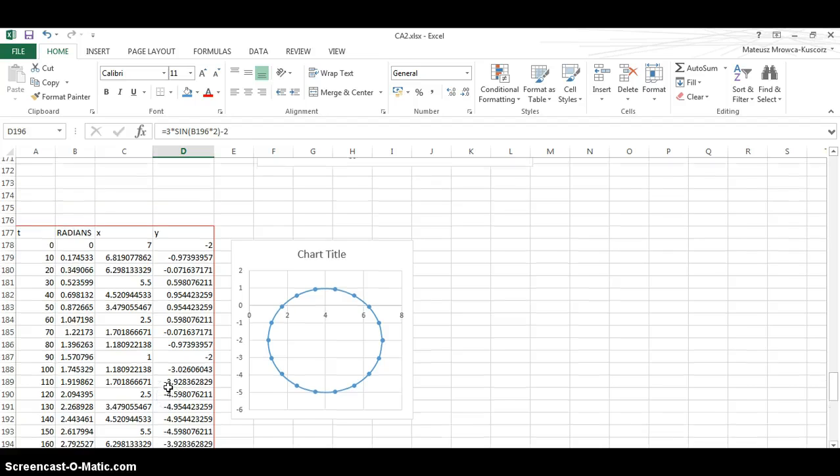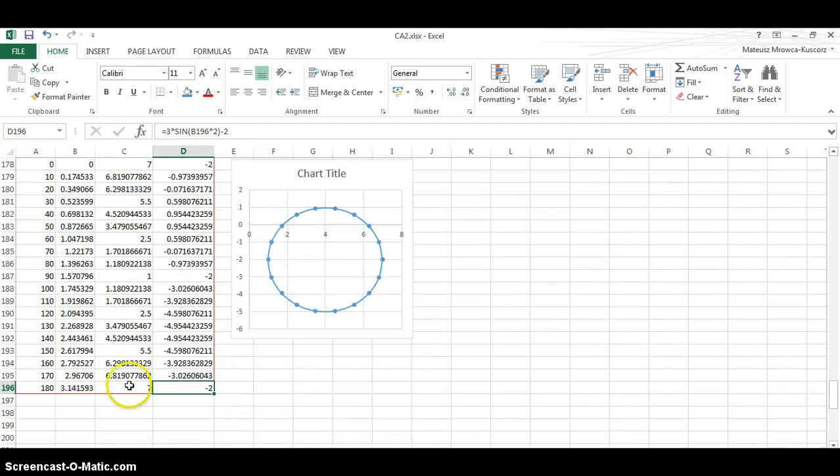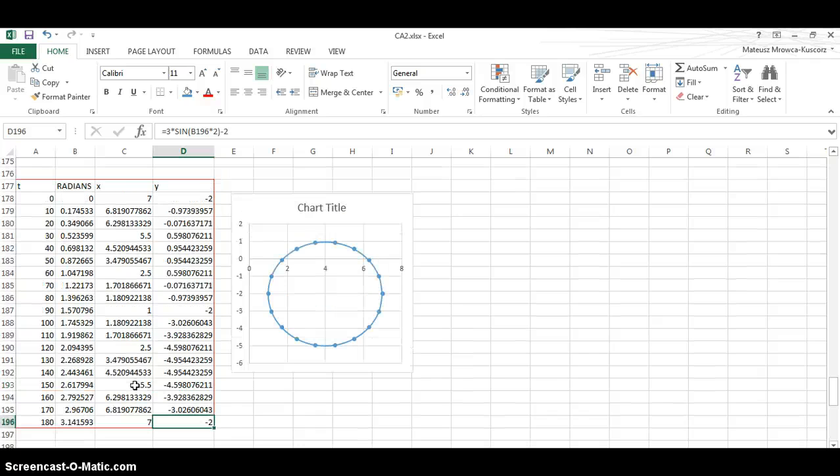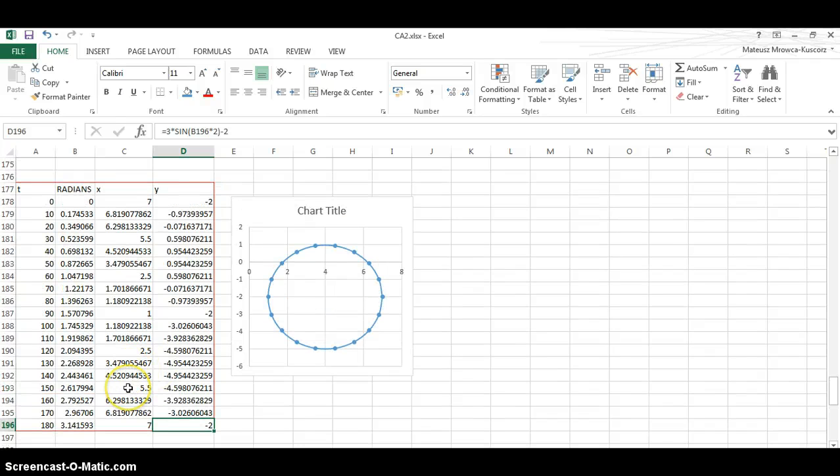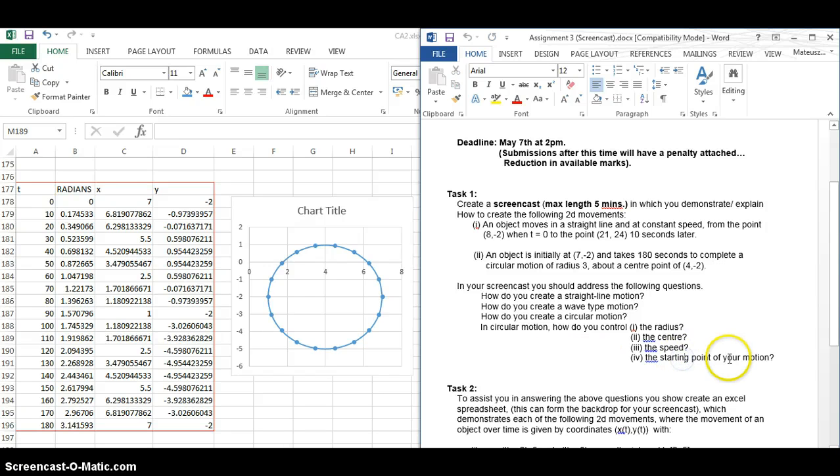To give the graph a different speed, instead of going 360 degrees, going half that speed, I added the speed in the brackets to multiply the time along to make it twice as fast. I added it in X and the Y. That is how you control the various points in your circular motion.